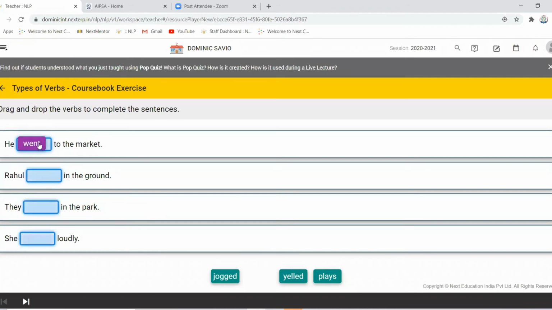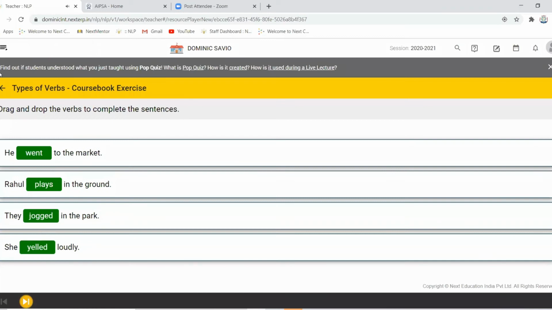Is it the correct one, or the yelled or place? Which one is the correct one? He went to the market. Okay, Rahul dashed in the ground. Jogging or jogged in the ground. Then yelled, he placed in the ground. Then now it is the correct answer. They dash in the park. Jogged in the park. She yelled loudly.